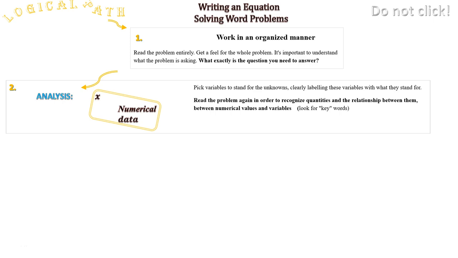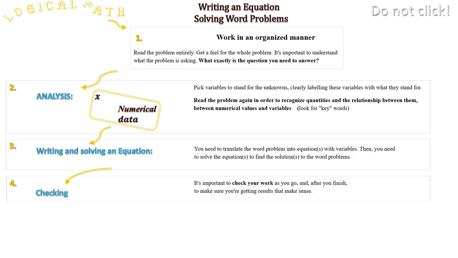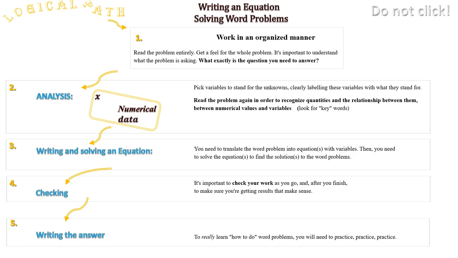After that, you will be ready to translate the word problems into equations with variables. And then you have to solve the problem. It's important to check your work as you go, and after you finish, make sure you are getting a result that makes sense. And finally, you're ready to write the answer. But please remember, to really learn how to do word problems, you have to practice more and more and more and more.